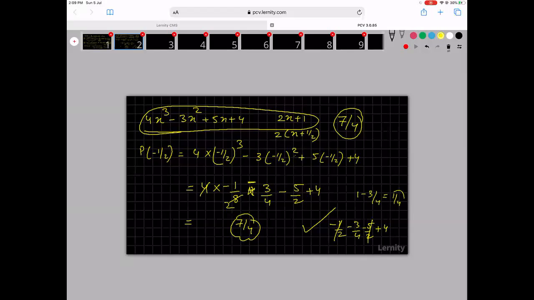Yeah, so this is minus 1 by 2 whole squared. Minus 1 by 2 whole squared will be plus 1 by 4. So this will look like minus 1 by 4. So here we have used the remainder theorem. We have used the remainder theorem and then we have worked it out.